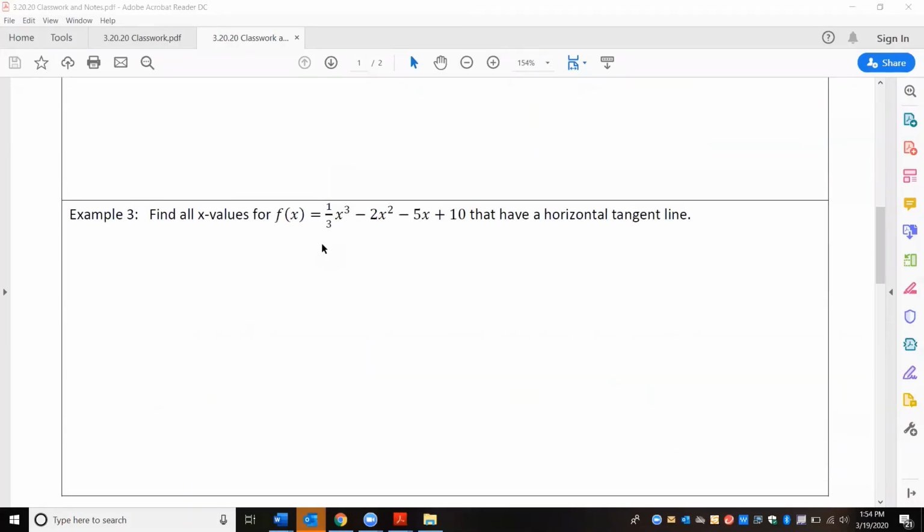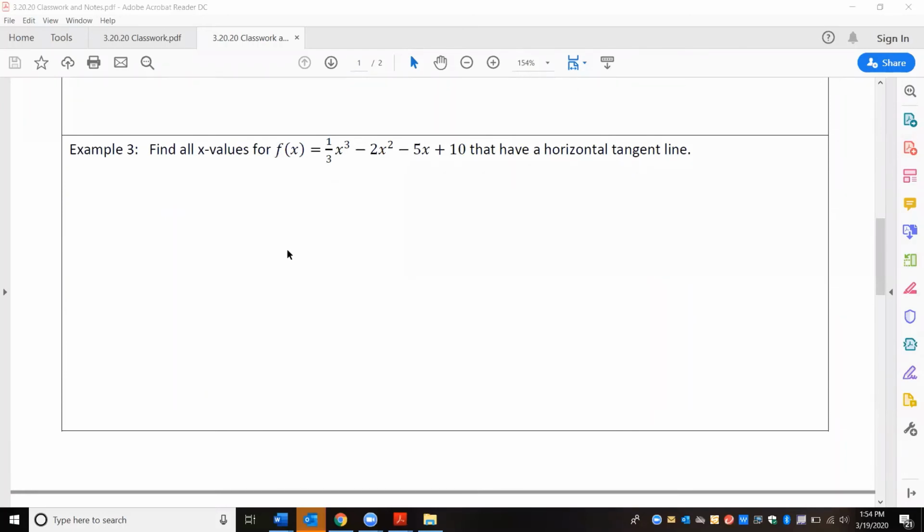The last problem is talking about something completely different, but it's extremely related to that last one. So this time, we're just going to read and annotate. The first thing that it asked me to do is find all x values. So I'm going to keep that in mind for this function that have a horizontal tangent line.